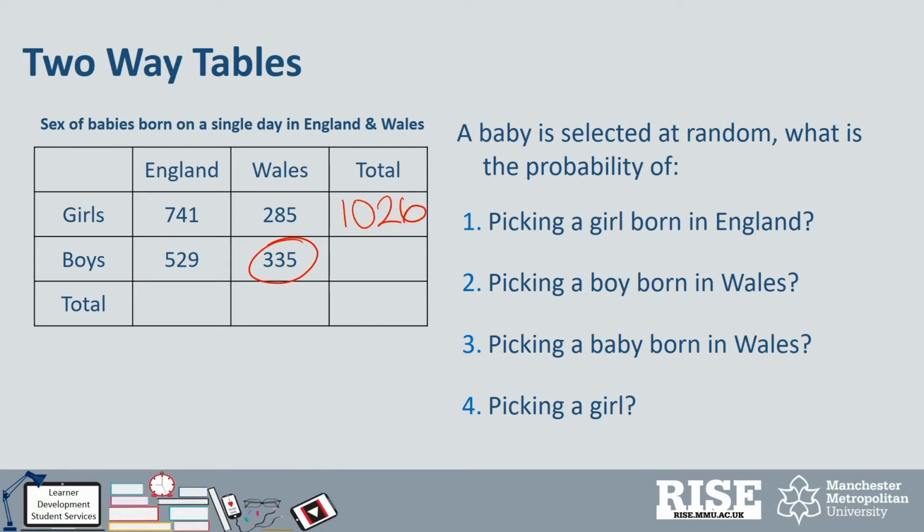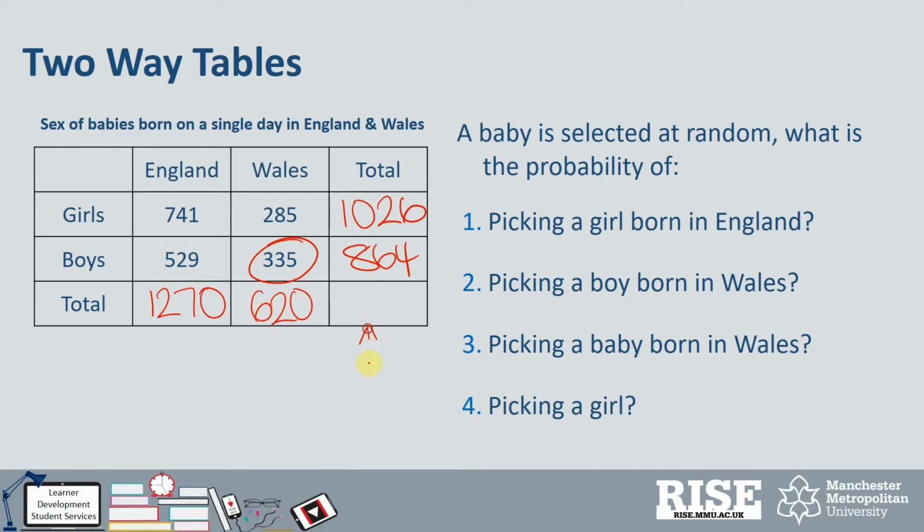Let's do the same for the boys. 529 in England and 335 in Wales. That's 864 boys. Now let's total the columns. So how many girls and boys were born in England? 741 plus 529. So that's 1,270 in England. How many in Wales then? 285 plus 335. That's 620.